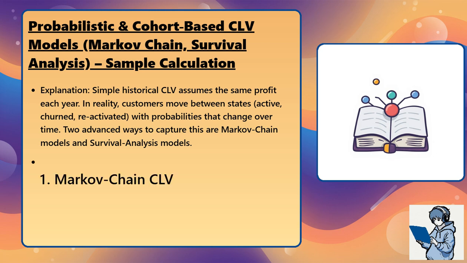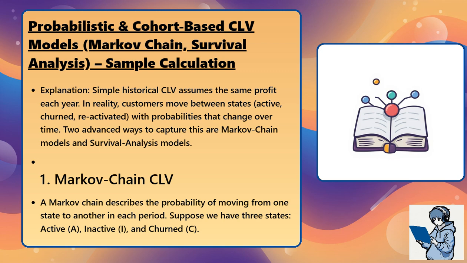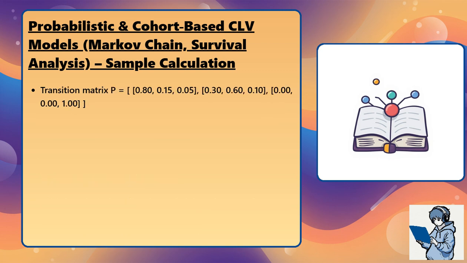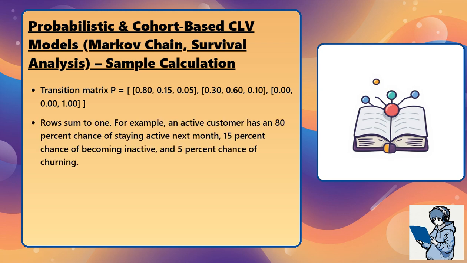1. Markov chain CLV. A Markov chain describes the probability of moving from one state to another in each period. Suppose we have 3 states: active, inactive, and churned. Transition matrix P equals [0.80, 0.15, 0.05], [0.30, 0.60, 0.10], [0.00, 0.00, 1.00]. Rows sum to 1. For example, an active customer has an 80% chance of staying active next month, 15% chance of becoming inactive, and 5% chance of churning.